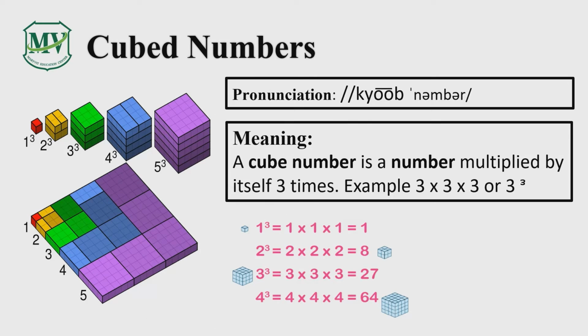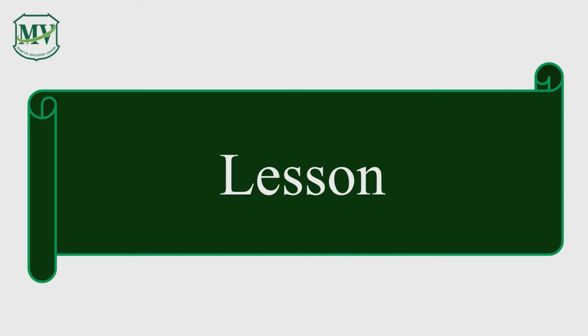Our last vocabulary is cube numbers. A cube number is a number multiplied by itself 3 times. Example: 3 times 3 times 3, or 3 cubed. Now, it's time for you to say the word. That's wonderful! Now, we are done with our vocabulary. I hope that you learned something from it.